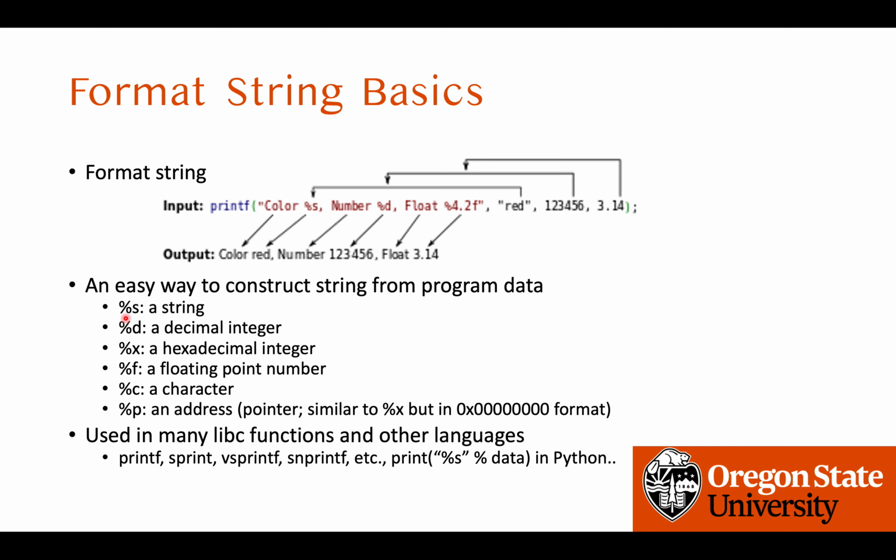So we can use the directive %s for a string, %d for a decimal integer, %x for a hexadecimal integer, %f for a floating point number, %c for a character, and %p for printing the value in an address format. The one interesting thing is that %p is actually similar to %x, but the different thing is that %x prints the number in hexadecimal with no prefix, but if you use %p, then it will be printed as 0x something, in hexadecimal. So it prints out some of the addresses in the printf.